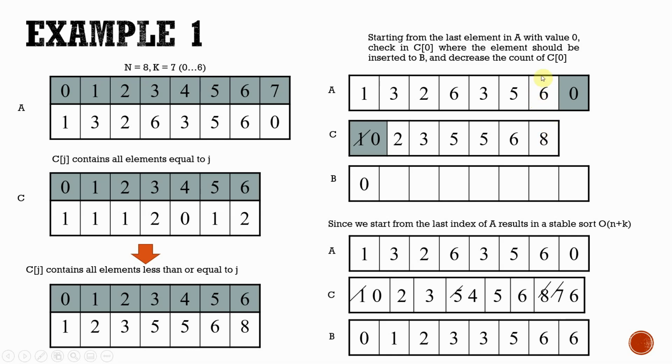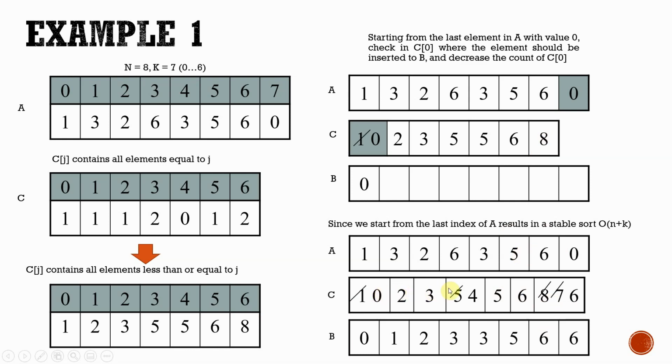So it basically shows that C of 6 is 8. So there are 8 elements in A that are smaller than or equal to 6. So I'm going to put the 6 at the end of all those elements. The latest location that 6 can go would be location 8, which is going to be index 7. So we're going to place 6 at the end here, and then we are going to decrement this index to 7, as you can see here.